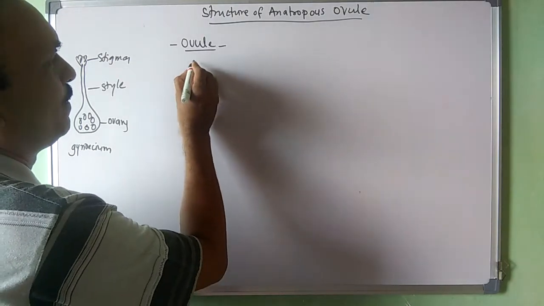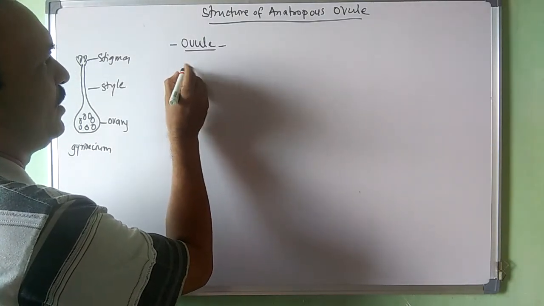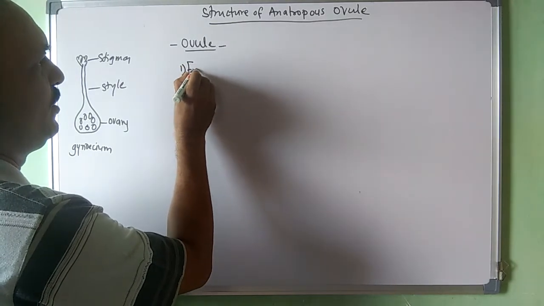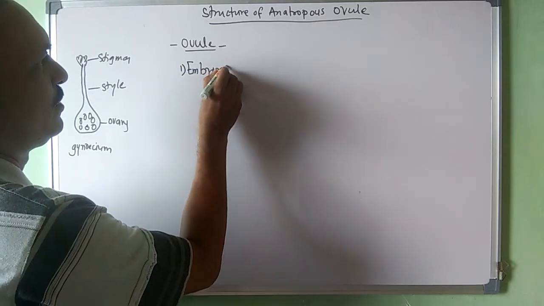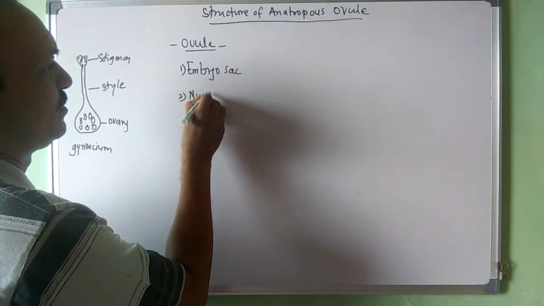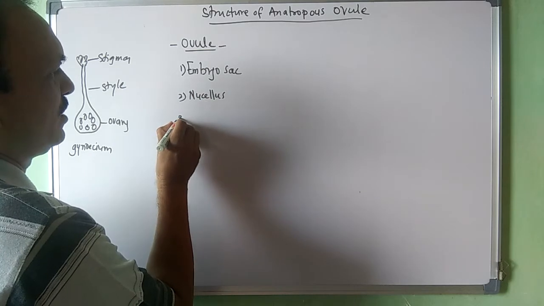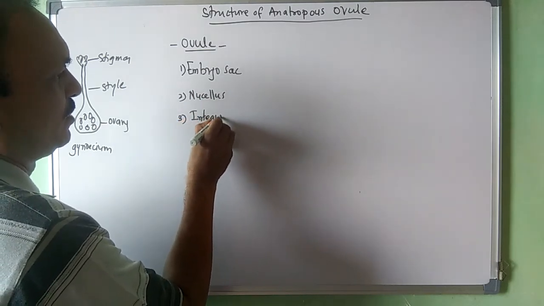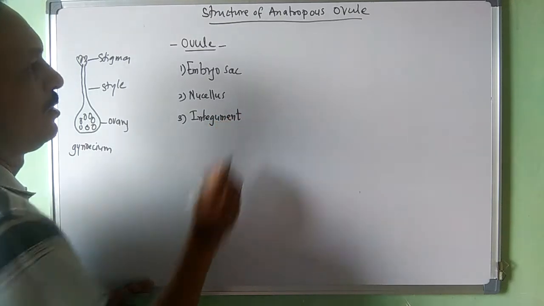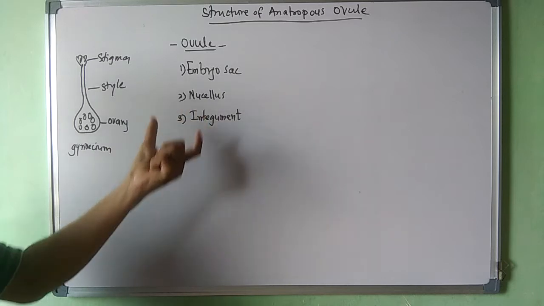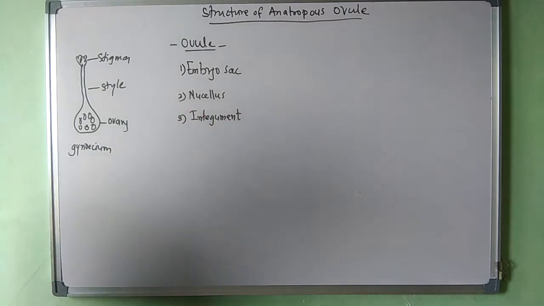The ovule is mainly divided into three parts. First, the embryo sac. Second, the nucellus. And third, the integument. These are the three major parts of the ovule: the embryo sac, nucellus and integument. Now one by one, we will see the embryo sac.